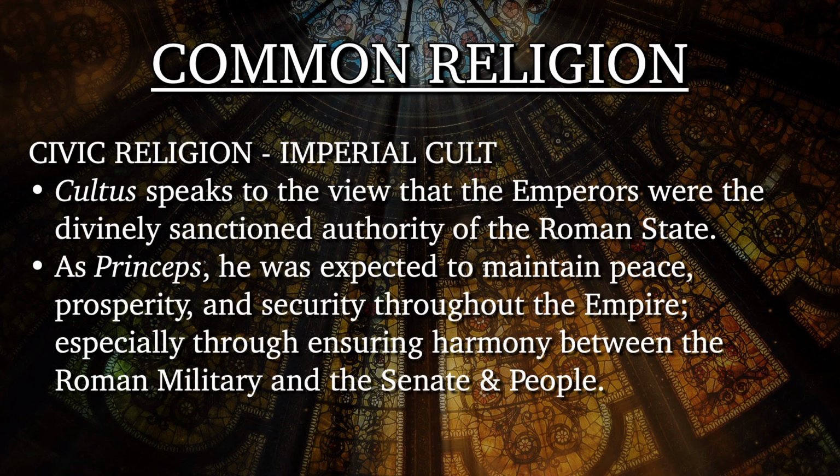now onto the imperial cult itself. And this is where we start to see the big move towards the actual dealings of how the emperor was viewed and upheld and what was expected of him. So you'll find there on page 8 of your study notes, the word cult, from the Latin cultus, speaks to the way in which the emperors were divinely sanctioned as the authority of the Roman state, right?